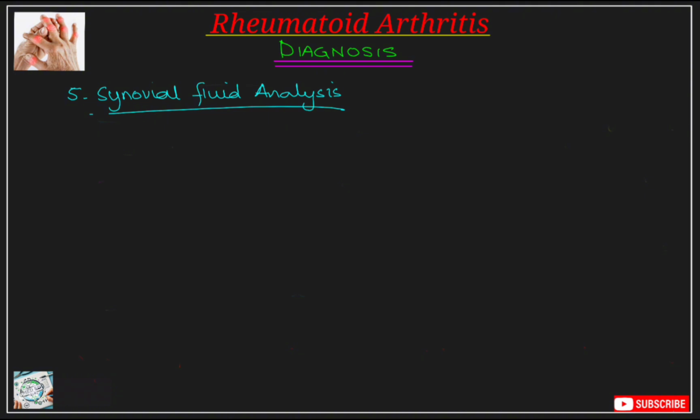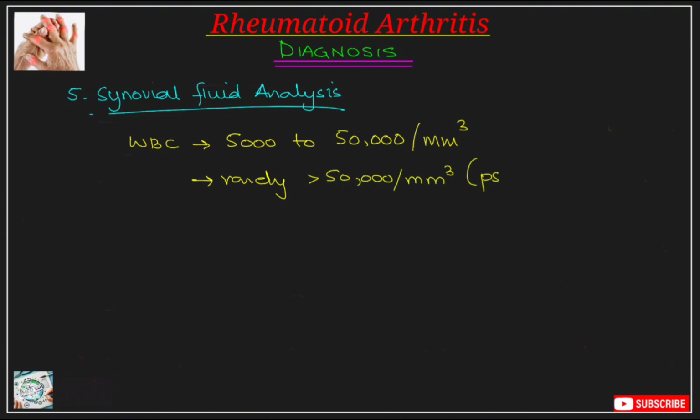When we analyze the synovial fluid, we are looking at some key parameters. The white blood cell count in rheumatoid arthritis typically falls in the range of 5,000 to 50,000 cells, indicating an inflammatory but non-infectious process. However, in some cases, the white blood cell count can be above 50,000, which is termed pseudo-septic arthritis. This means that although the fluid appears highly inflammatory, almost mimicking a septic arthritis, there is no actual infection.